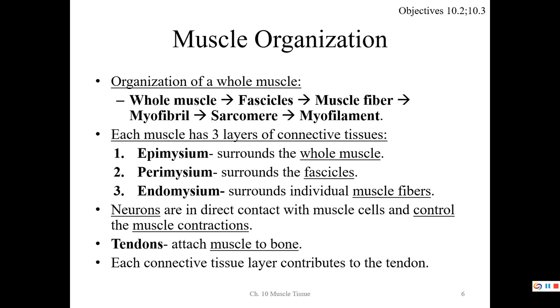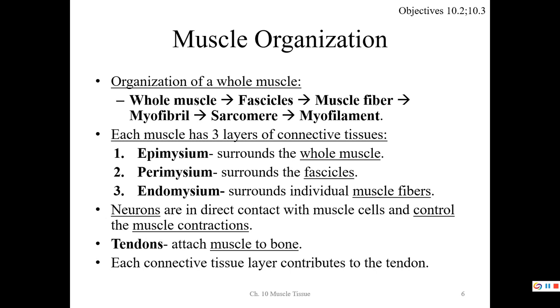Now, one very important thing that we're going to see is neurons basically coming in and attaching to a muscle. They're going to basically be on it. There is just a very small space between the neuron and the muscle; they're quite close, in direct contact, so to speak, okay? And they're going to control the muscle contraction. So it's very important that we know that neurons control the muscle contractions. They're going to tell the muscle when to contract, okay?